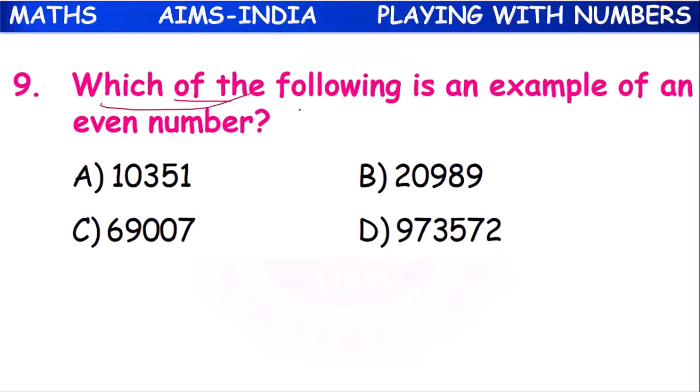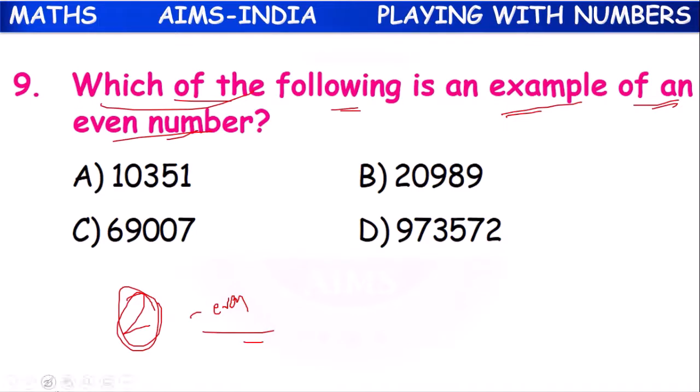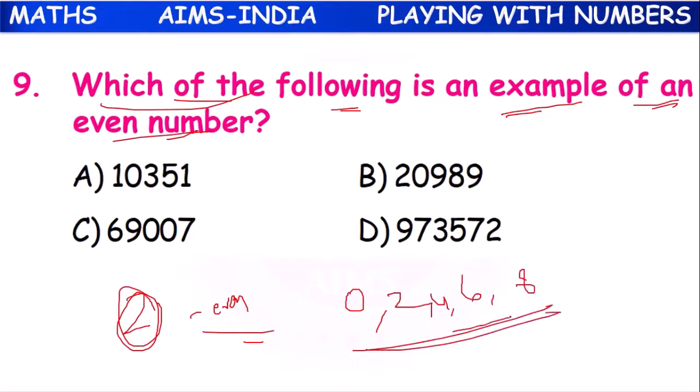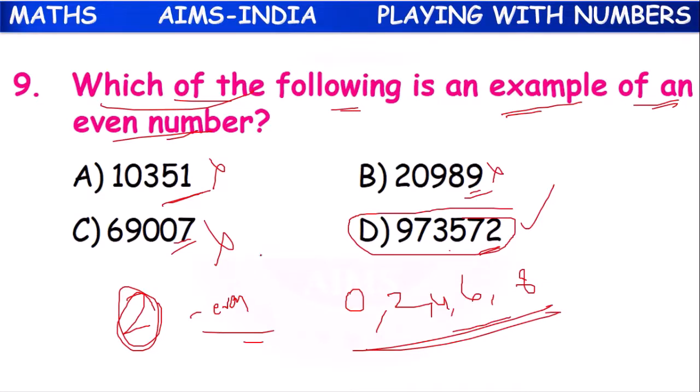Next. Which of the following is an example of an even number? How to identify an even number? The number which is divisible by 2 is said to be an even number. Which numbers are divisible by 2? According to divisibility rules, the numbers having 0, 2, 4, 6, 8 in the units place are divisible by 2. Units place 1, wrong. 7, wrong. 9, wrong. 2, yes. In units place it is having 2. So it is an even number divisible by 2. Option D is the correct answer.